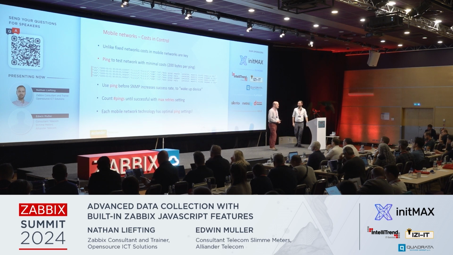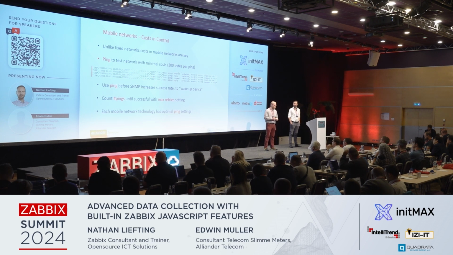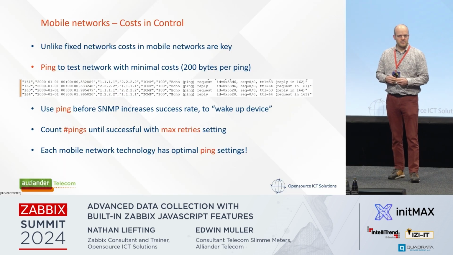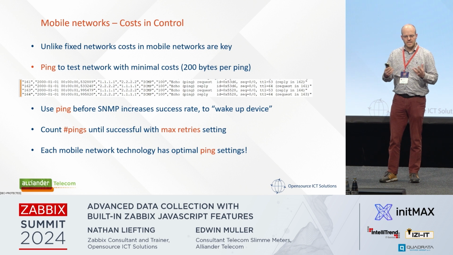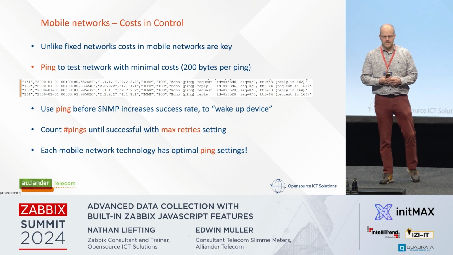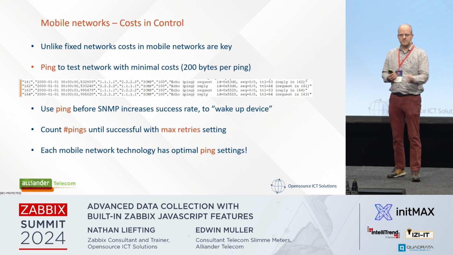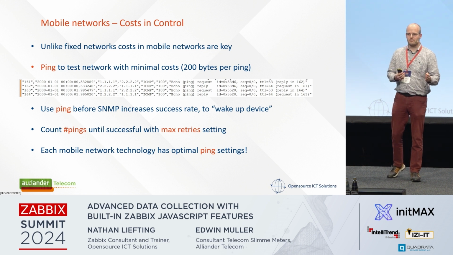Like I said, the fixed networks, yeah, you can send whatever you like, and the mobile networks cost are key. For example, we check the network with Wireshark, and this is an example of a ping. And a ping is 200 bytes, 100 bytes to the router and 100 bytes back, if it is successful.